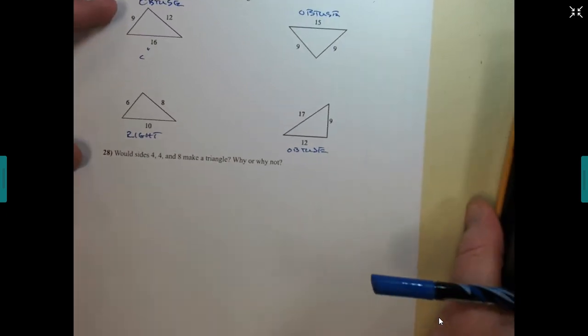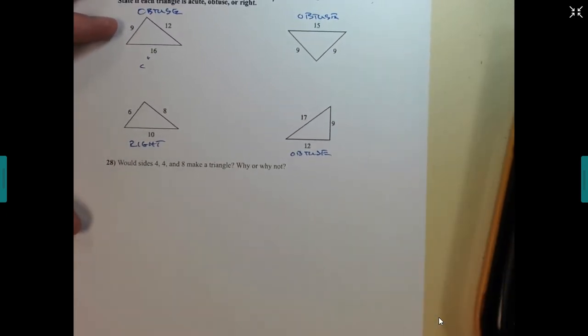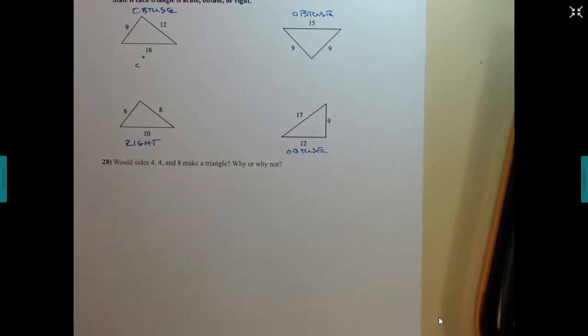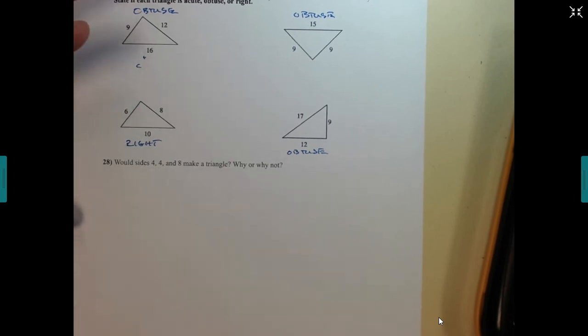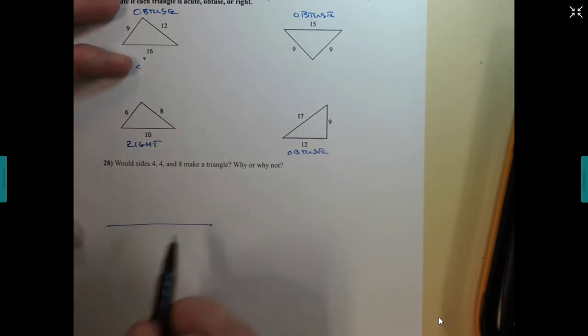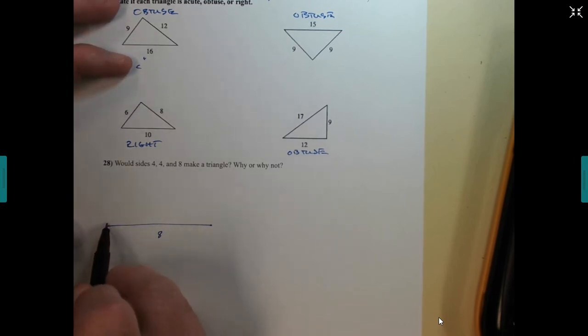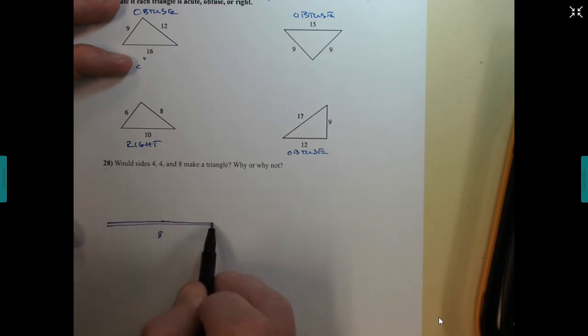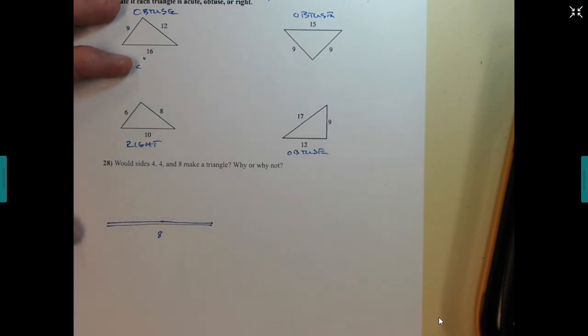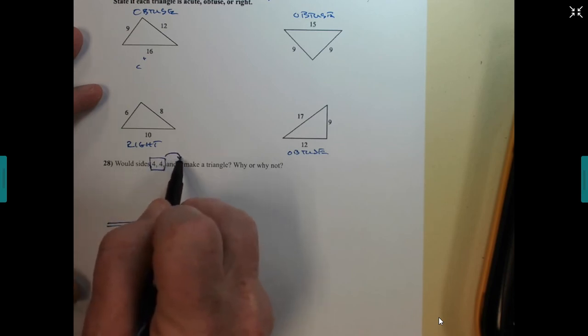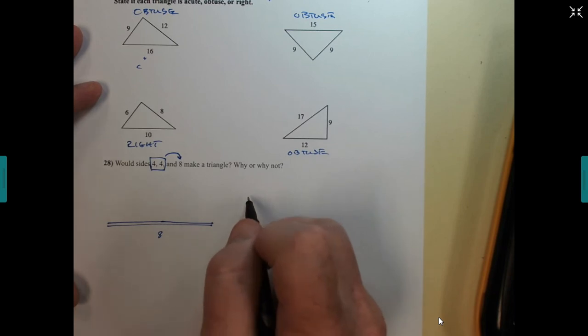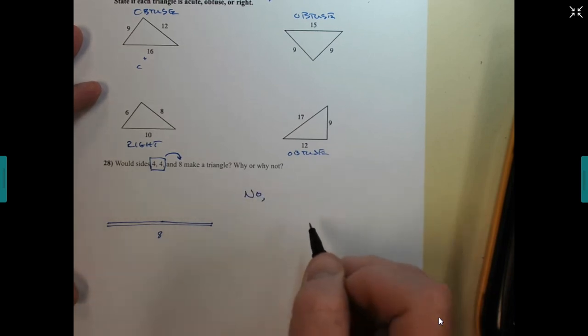And this last question, would sides 4, 4, and 8 make a triangle? One of the triangle inequality theorems says, remember, the 2 smaller sides must add up to be bigger than the third. So if our third side was 8, and I tried to make a triangle with a measure of 4 and 4, we would not be able to enclose any space. It would just be a linear situation. We need the sum of the two smaller sides to be bigger than the third to actually make a triangle. All right? So I would say no.